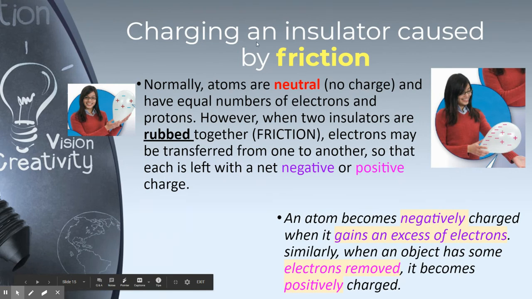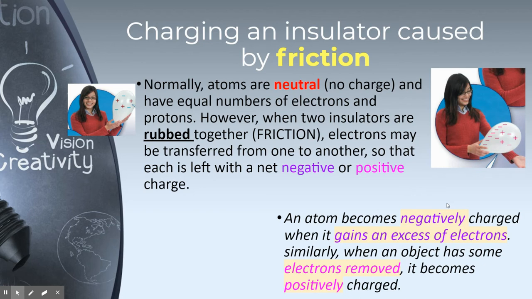All right. So charging an insulator by friction. Normally, atoms are neutral, there's no charge, and have equal numbers of electrons and protons. However, when two insulators are rubbed together, they create friction. Electrons may be transferred from one to another so that each is left with a net negative or a positive charge. So this girl right here has a balloon. It's neutral. It has 3 positives and 3 negatives. That equals neutral. Now she's taking the balloon and she's rubbing it on her sweater.